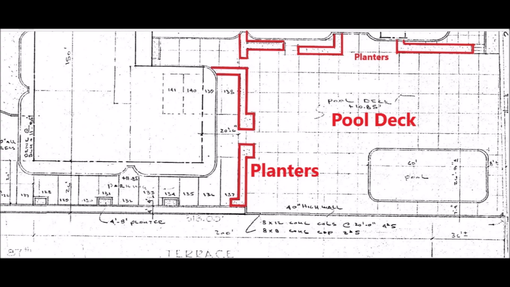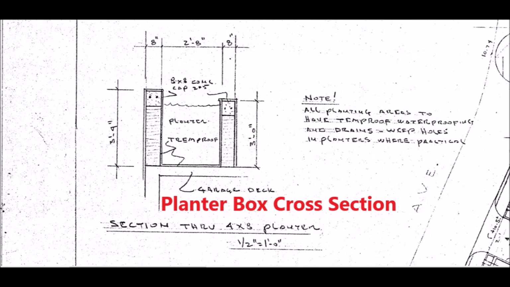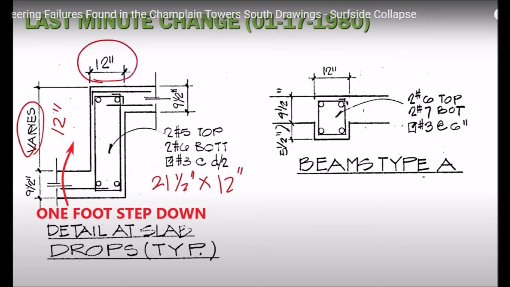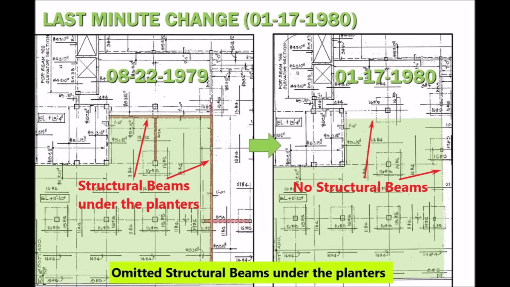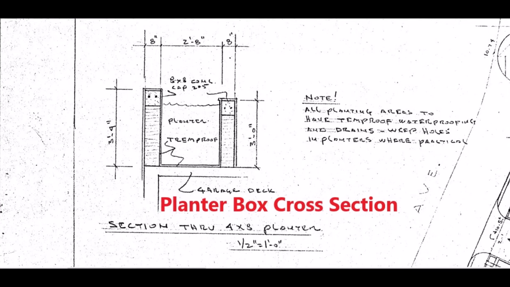According to Josh, in his review of the structural drawings, the structural engineer had inadequate beam support for the planters. The beam support was for a 1-foot step down into the pool area, and in Josh's review of the structural drawings, the engineer revised his drawings on January 17, 1980 to show no structural beam under the planter area. You see the 21.5 inch by 12 inch beam under the planters that were eliminated. And when they eliminated the beam, they eliminated the support under the planters. Like Josh says, these planters are very heavy with concrete, block, dirt, and plants.